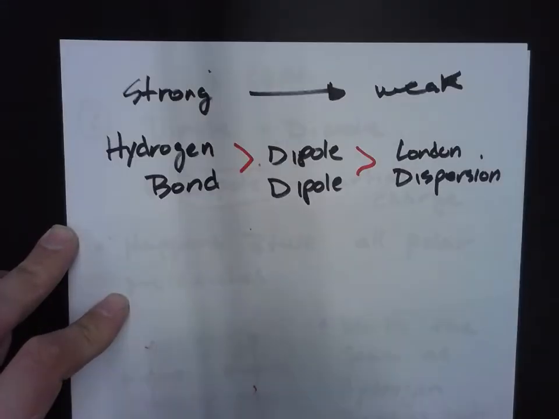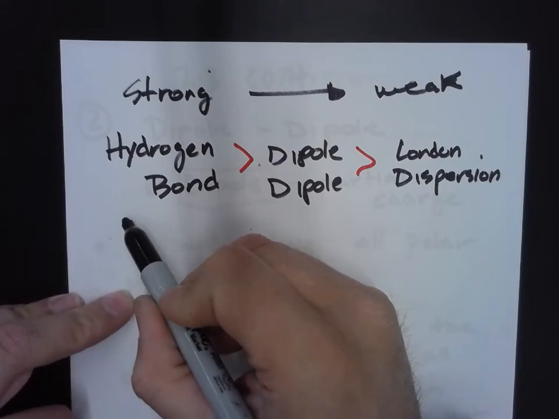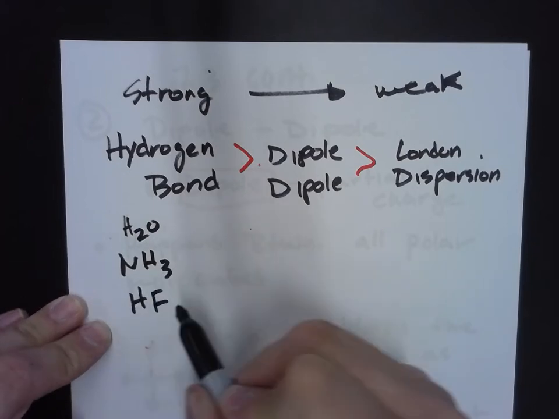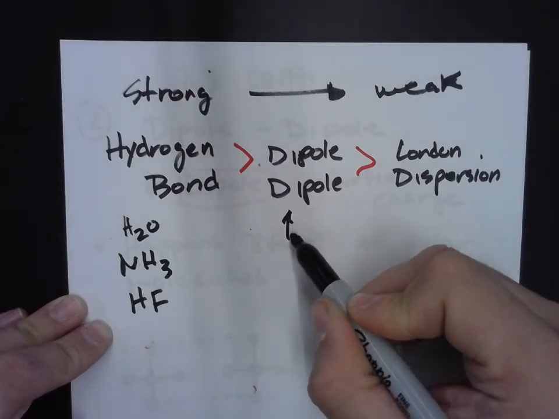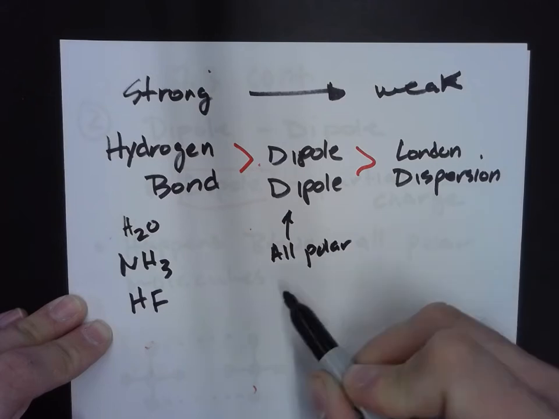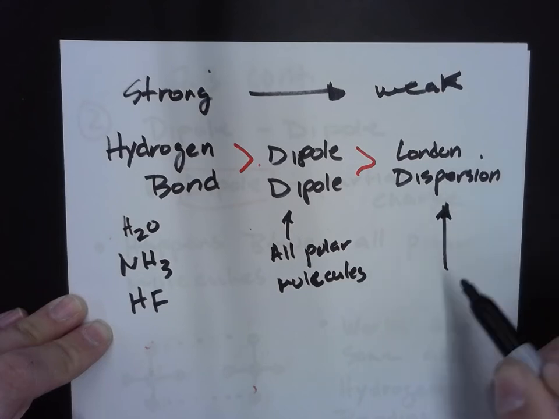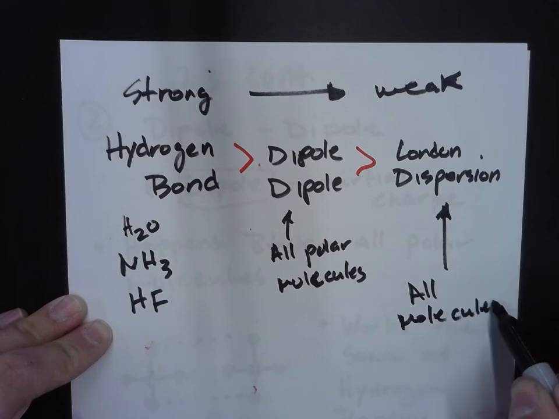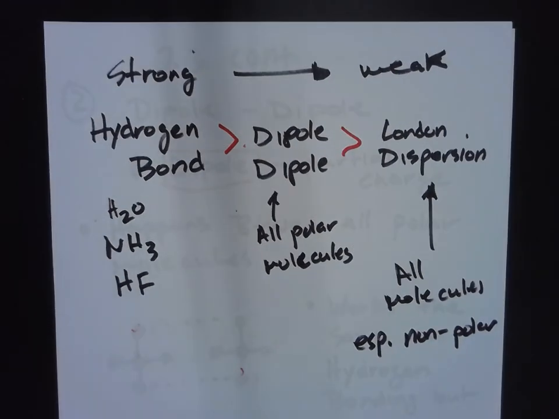I guess we could just do this too. We could put the examples in here. H2O, NH3, and HF. Dipole-dipole might be all polar. And again, London dispersion is going to be all molecules, especially nonpolar. Okay, there you have that. That concludes notes 7.3, part 2.